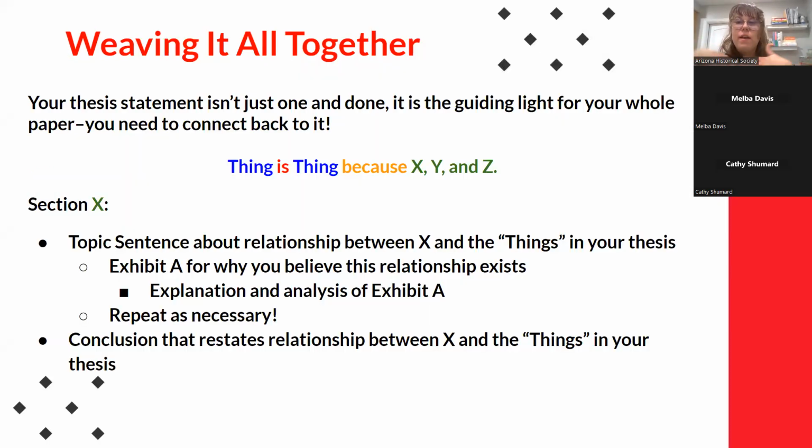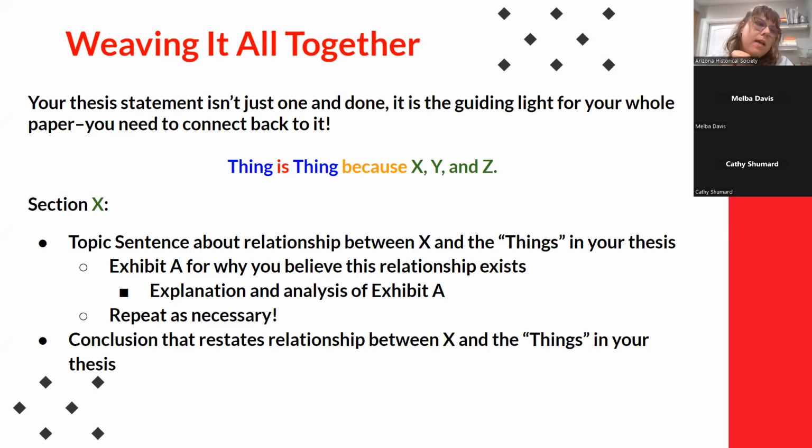All right, so weaving all of that together. Your thesis statement isn't just a one and done, it's the guiding light for your whole project. So you need to connect back to it. And so you will use your thesis statement to organize your project. And here's an example of how to do that, right? So in your introductory paragraph, you will have thing is thing because XYZ.